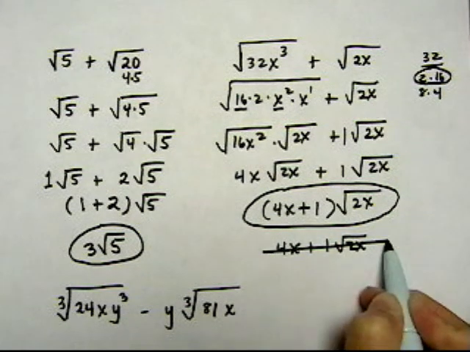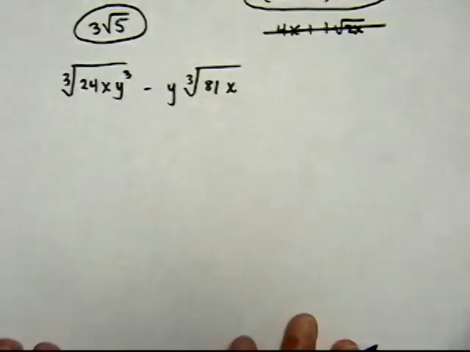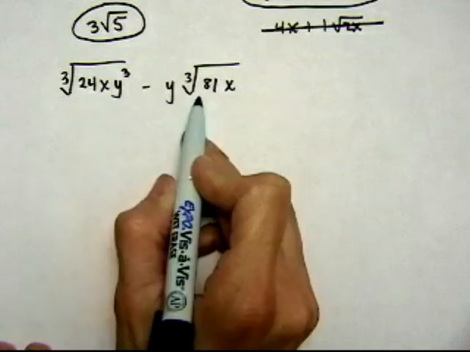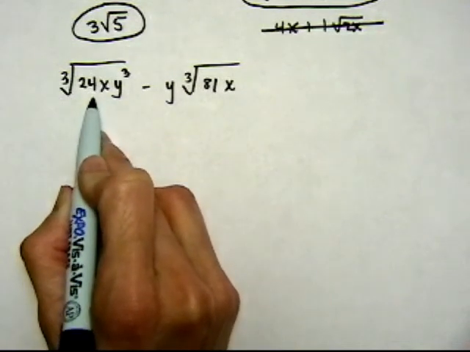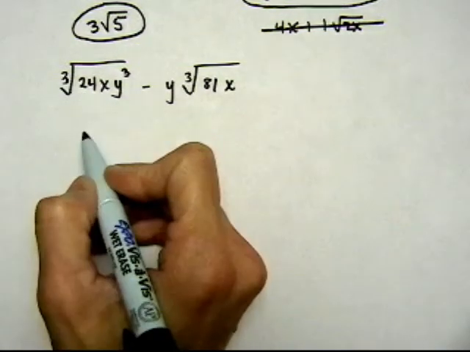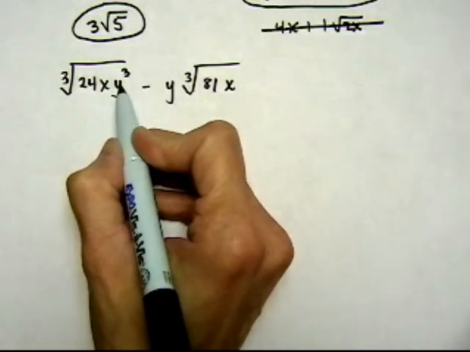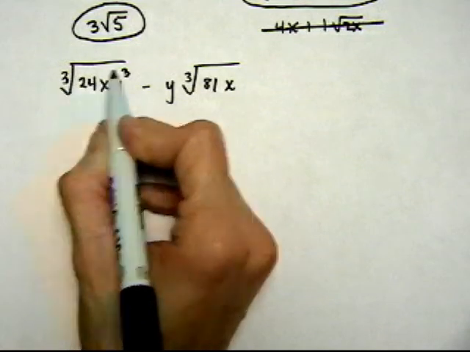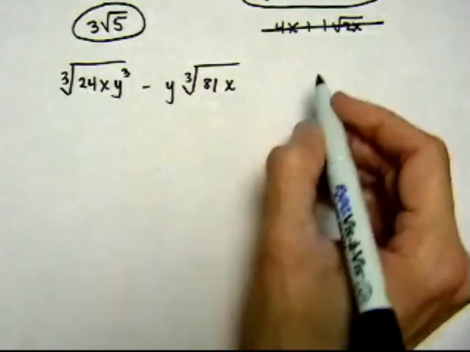And the last one. Same idea, except now we have cube roots. So we just want to be really careful when we're simplifying the radicals to break into factors that are perfect cubes, not perfect squares. So let's see. First we'll start off with 24xy cubed. Now y cubed is already a perfect cube. So any exponent that is divisible by the index of the root would be a perfect root. So I need to break 24 now into a perfect cube.